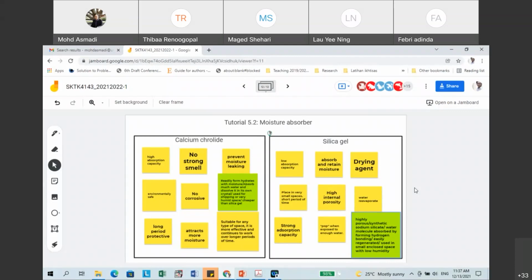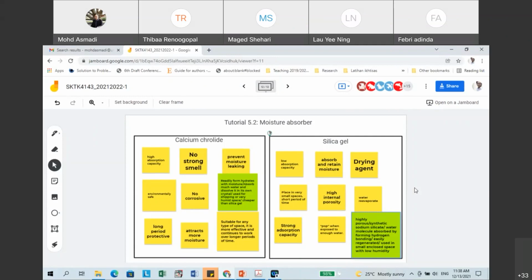Another one is easily regenerated. Why? Because you can regenerate it. If you do the experiment to absorb the moisture, we're using silica gel. Without moisture, the silica gel color is blue. Once it has absorbed too much water, the color becomes pink. Then we can regenerate it, just heat the silica gel, so we can regenerate the silica gel again to the original color.